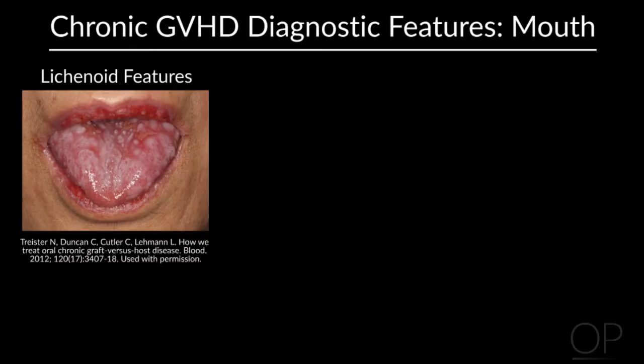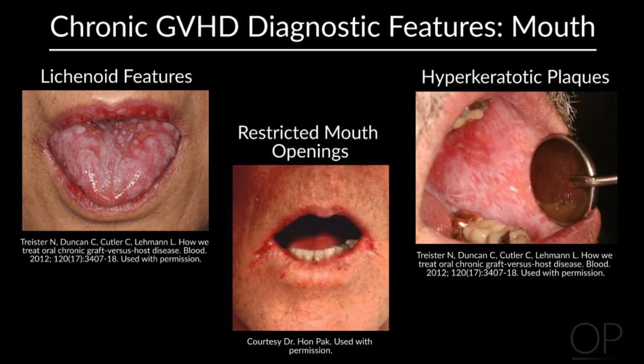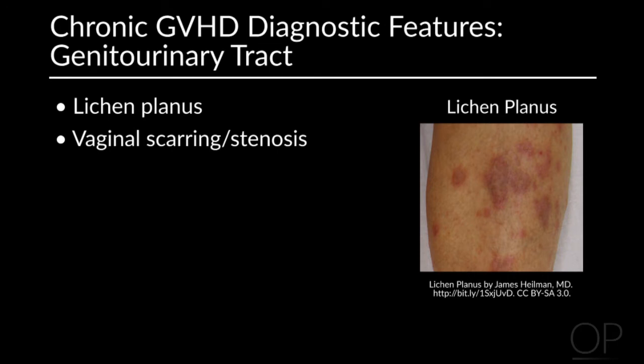Within the mouth, you can have lichenoid changes, hyperkeratotic plaques, so built up white plaques of the mouth, and restricted mouth opening. And the restriction of the mouth opening can occur either due to the tightness of the skin surrounding it, or so scleroderma changes surrounding the oral opening, or actual fibrous bands which develop inside the mouth of these patients. In the genitourinary tract, you can see lichen planus changes, or vaginal scarring, or vaginal stenosis. We don't see this very frequently in pediatrics, and it's not clear whether it's not seen frequently because it doesn't exist more commonly, or because we don't do routine exams on our patients.